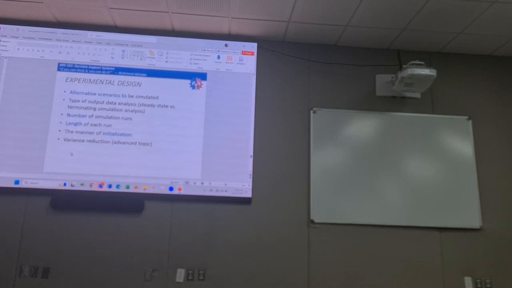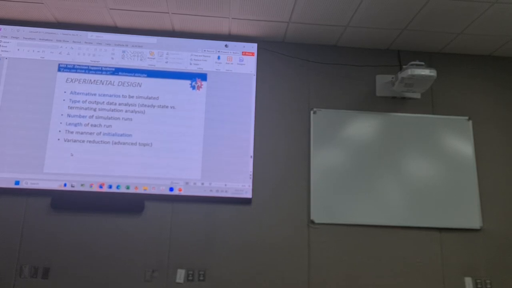The good part on the computer is that when you're using Arena, you just say replicate 10 times, run for 8 minutes or 10 minutes, and it will give you the average of those 10 replications. And the average of those 10 replications means that you are more confident. That's how we do design of experiments, right?